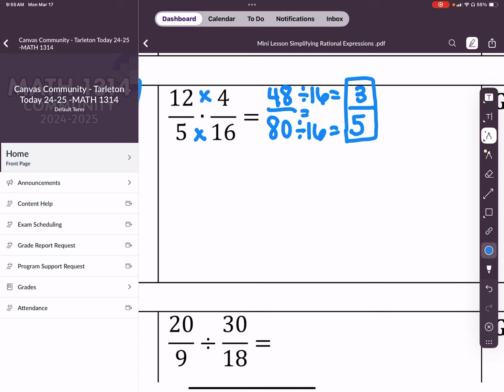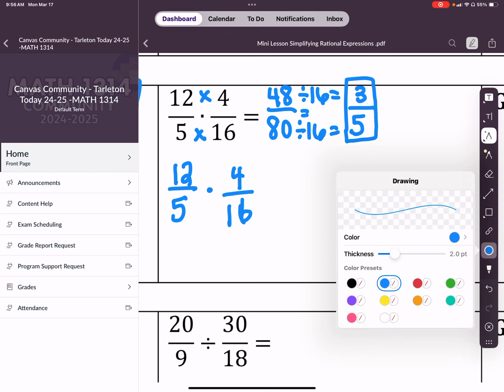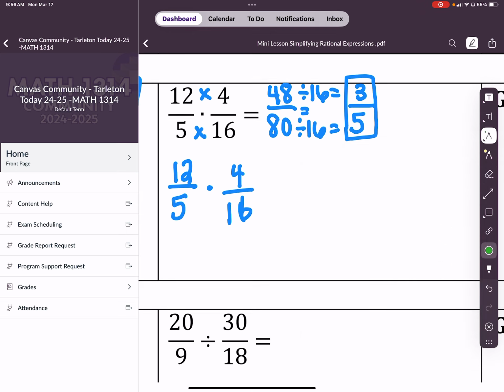Okay? All right, then I'm going to bring this other one down here, and I'm just going to cancel. Just so you know, you do not have to do it both ways. I'm just doing it in case somebody wants to do it that way. So if you look at your diagonals here, 4 and 5, there's nothing that can cancel there. However, 12 and 16 can. So 12 and 16 are both divisible by 4. So I'm going to take 12 and divide it by 4 and give me 3. 16 divided by 4 gives me 4.